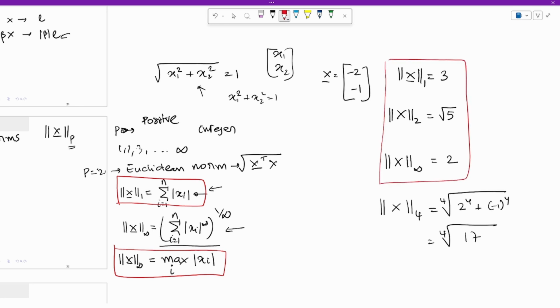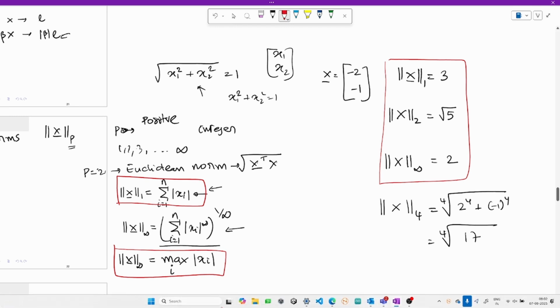As I said, these three are very common. They have lots of applications. The other p norms, maybe not that much. Maybe there are specific exotic cases where they are useful, but they are not as common.